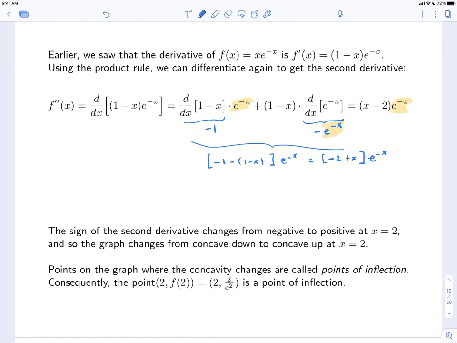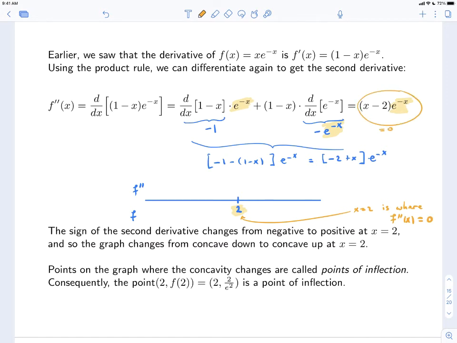And again, we can draw a little sign chart for the second derivative. And we can see that the only place that the second derivative is 0 is at 2, so we just mark that on the number line. So this point right here, x equals 2 is where f double prime of x is equal to 0. We can see that from here. So this equals 0 when x equals 2. And that's the only spot. So you just put that on the number line here.